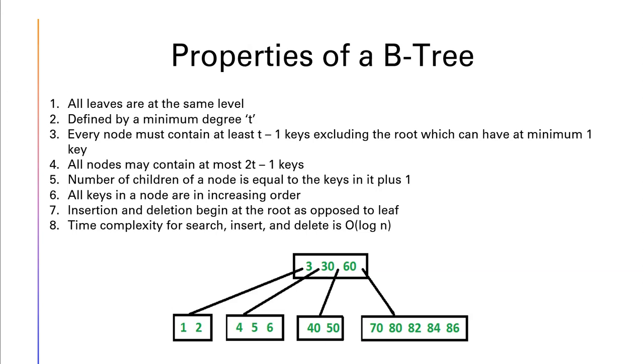What is also not included here is that all the items or the keys inside of the B-tree will also be distinct. Now, number 7 is an extra property, that insertion and deletion will begin at the root of a B-tree as opposed to a leaf. And lastly, we have the time complexities for the search, insertion, and deletion, which is O of log n.